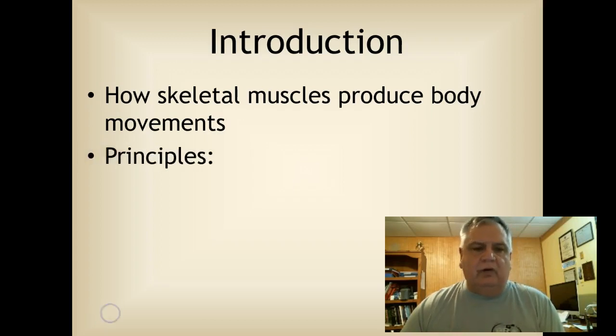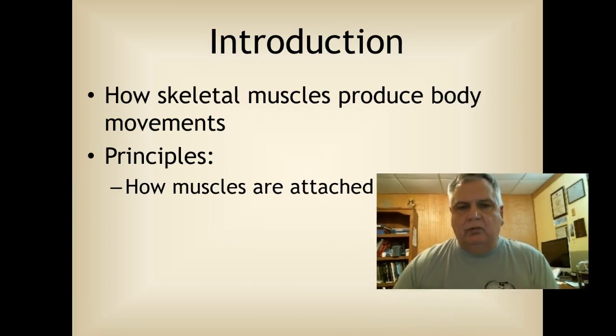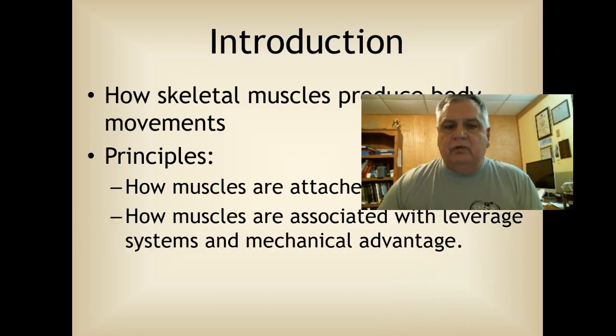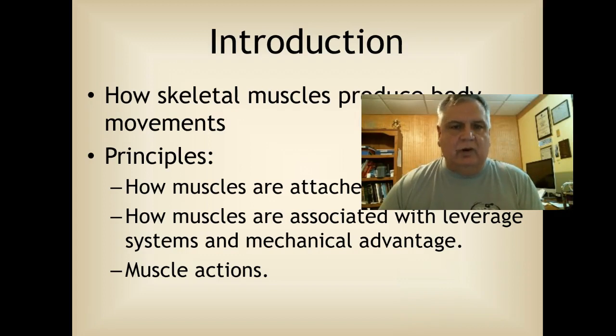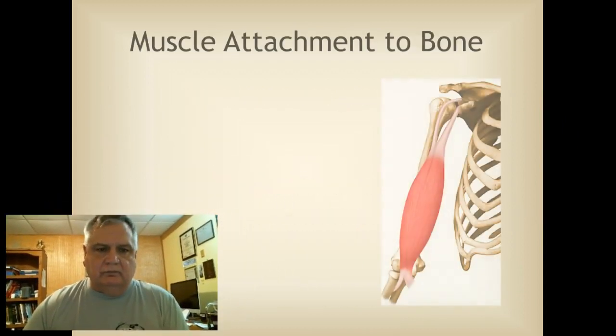When we talk about how skeletal muscles produce body movements, there are going to be four principles that we're going to be addressing in this screencast. The first of these is we ask ourselves the question, how are muscles attached to bone? So we'll talk about that. The second principle is how muscles are associated with leverage systems and mechanical advantage. Our third principle is going to be muscle actions, and we'll talk about what we mean by actions as we move along. And then finally, we'll address how skeletal muscles are named. So let's go ahead and get started.